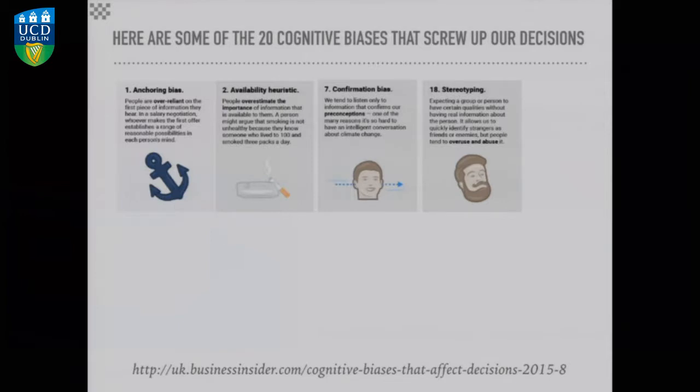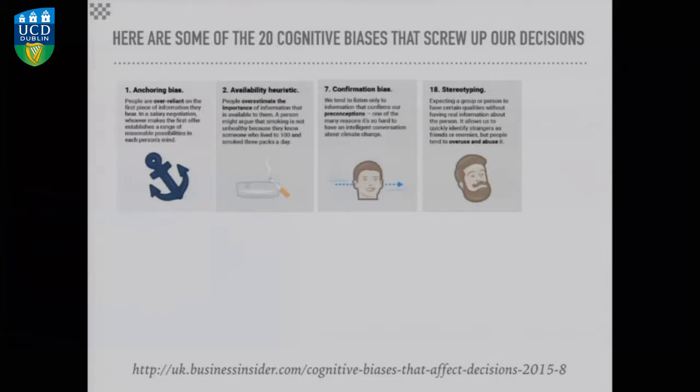Availability heuristic: people often overestimate the importance of information that's available to them. Often your personal experience will trump any sort of collective data or scientific data about a thing. So if you think, smoking is bad, yeah, but my grandfather lived until he was 88, right? So we take our personal experience and apply it to the world around us.